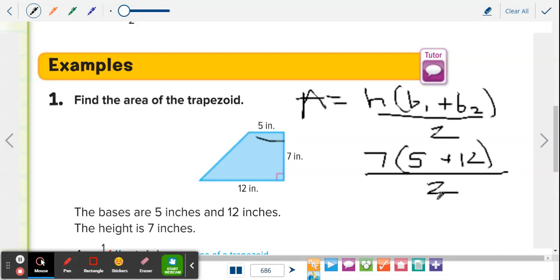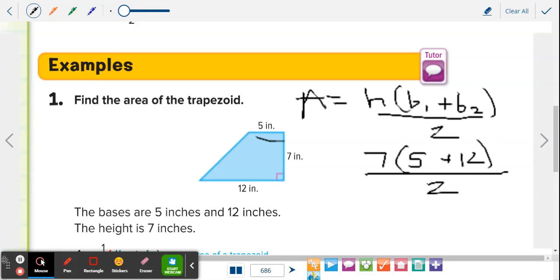So then do the addition. So 5 plus 12 times 7. And then divide that answer by 2. So that's why you have a calculator. You got to do this in steps. You can't put this all in at once. It will not work. You have to do it in steps. Do the addition, then the multiplication, then the division.